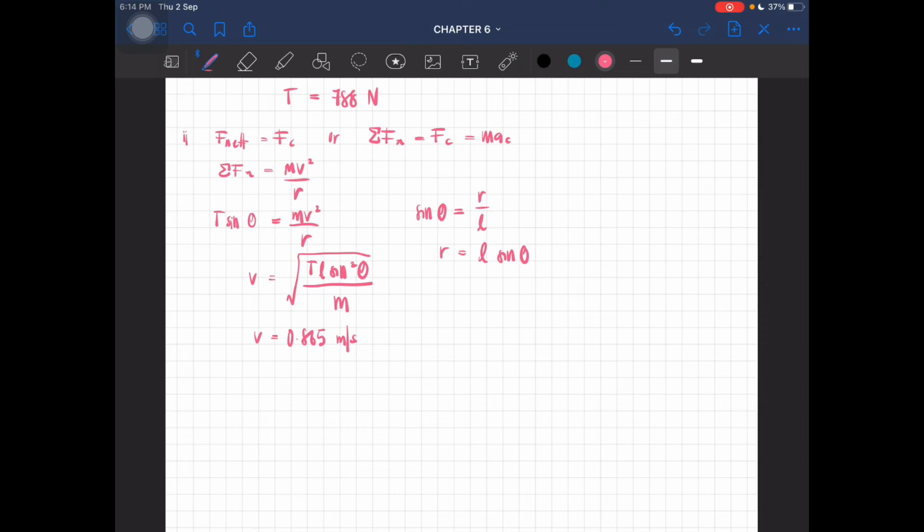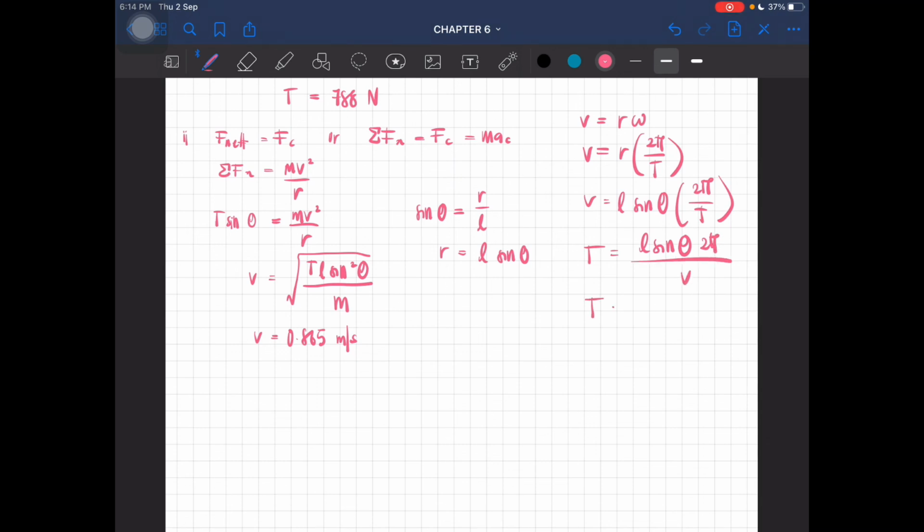Right, then we need to find the period. Okay, so we know that the period can be calculated using the tangential velocity, which is equal to r omega, where omega is equal to 2 pi over T. So you rearrange it yourself, and you will get T equal to 2 pi r over v. Okay, so the period is then 6.33 seconds.